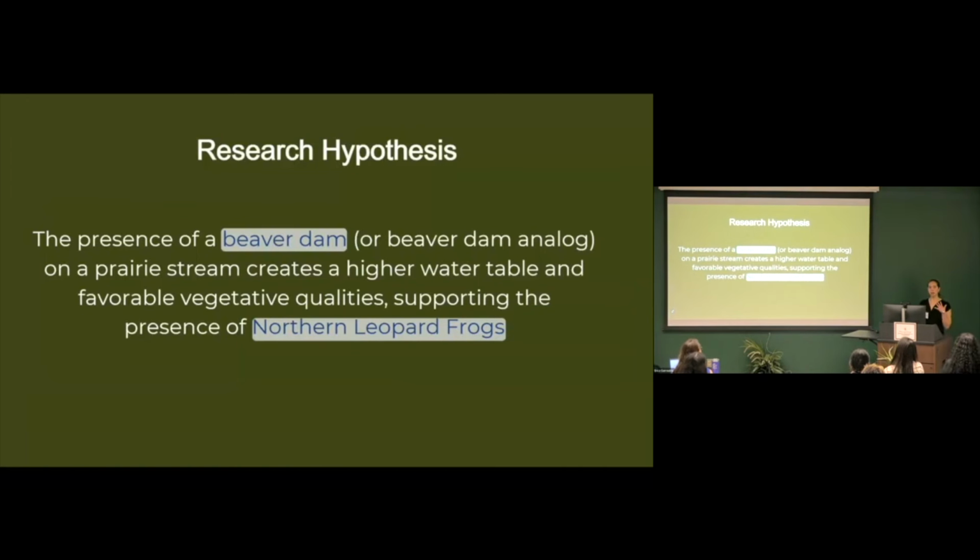So my project functioned as a preliminary field study. And so I formatted it with a research hypothesis that I want to share with you. My hypothesis was that the presence of a beaver dam or a beaver dam analog on a prairie stream creates a higher water table or higher water level and favorable vegetative qualities, which in turn supports the presence of these northern leopard frogs.